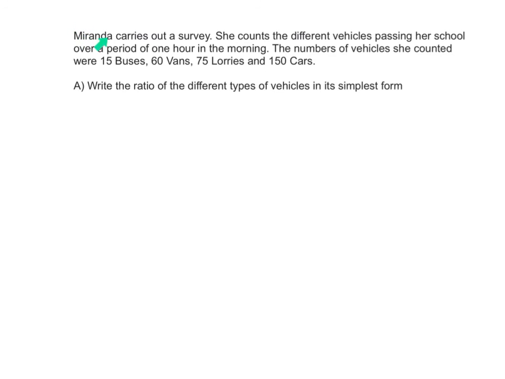Okay, so Miranda carries out a survey. She counts the different vehicles passing her school over a period of 1 hour in the morning. The numbers of vehicles she counted were 15 buses, 60 vans, 75 lorries, and 150 cars. The question is, write the ratio of the different types of vehicles in its simplest form.